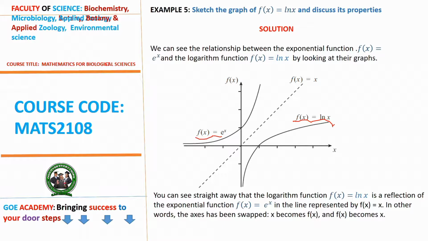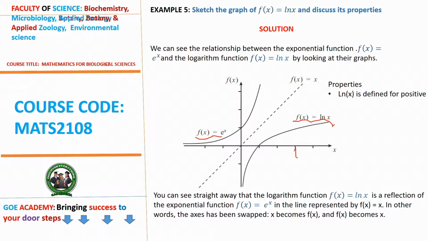So what are the properties of this function? First of all, ln x is defined for positive values. That's why you will never see the graph of ln x on the negative side. It's always towards the right, the positive portion. So that is the first property it has.